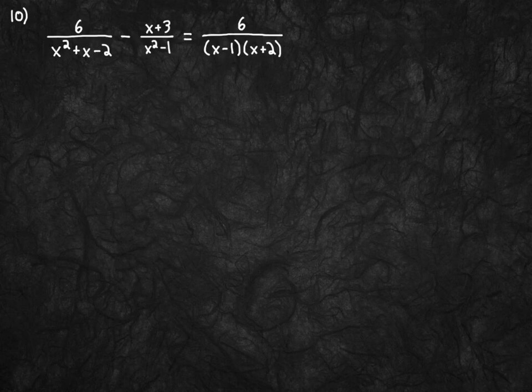Then the second one, the denominator is a difference of 2 squares. So that's just going to be x minus 1 times x plus 1. And just write the numerators in as you go. Don't forget the minus in between. Now I need to make those two both the same. Fortunately, they have a common factor of x minus 1.